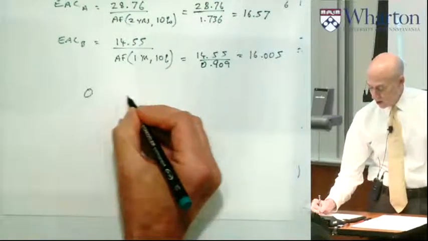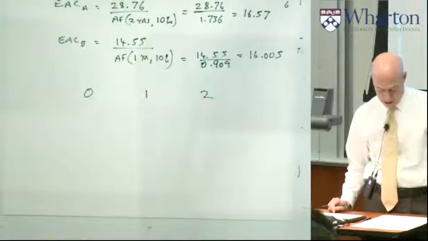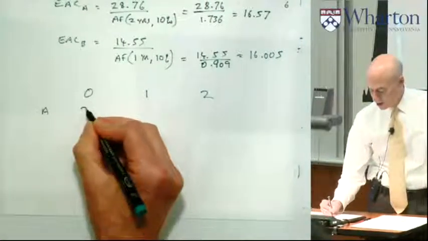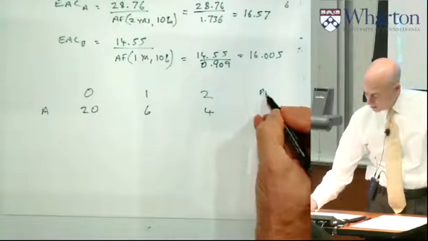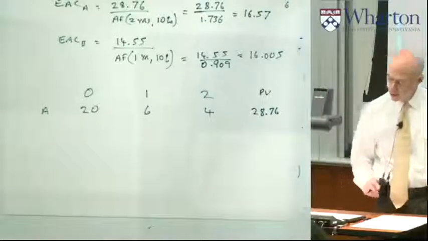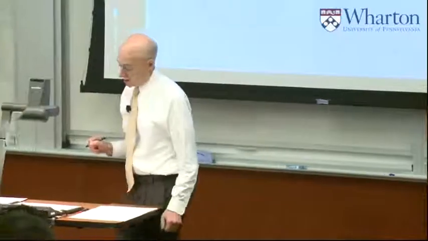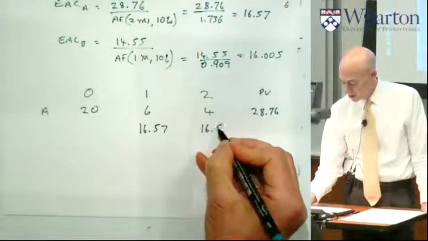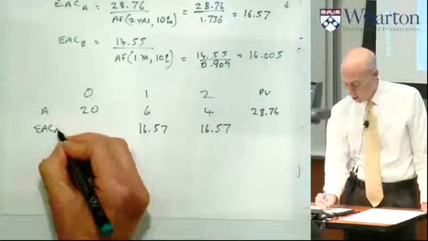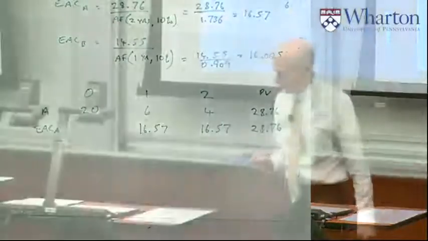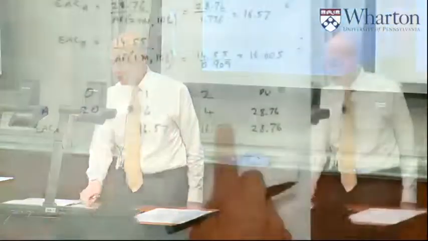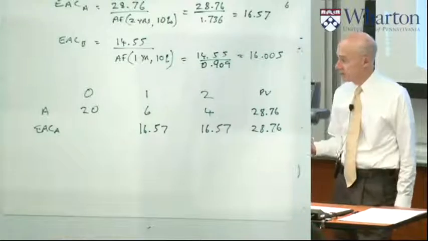So if we think about what's going on in terms of our timeline, A costs 26.4, so the total present value of 28.76. If we pay the same amount at the end of each year, it's 16.57, 16.57. That's the equivalent annual cost. That gives 28.76 as well. So this is the cost per year, the 16.57.